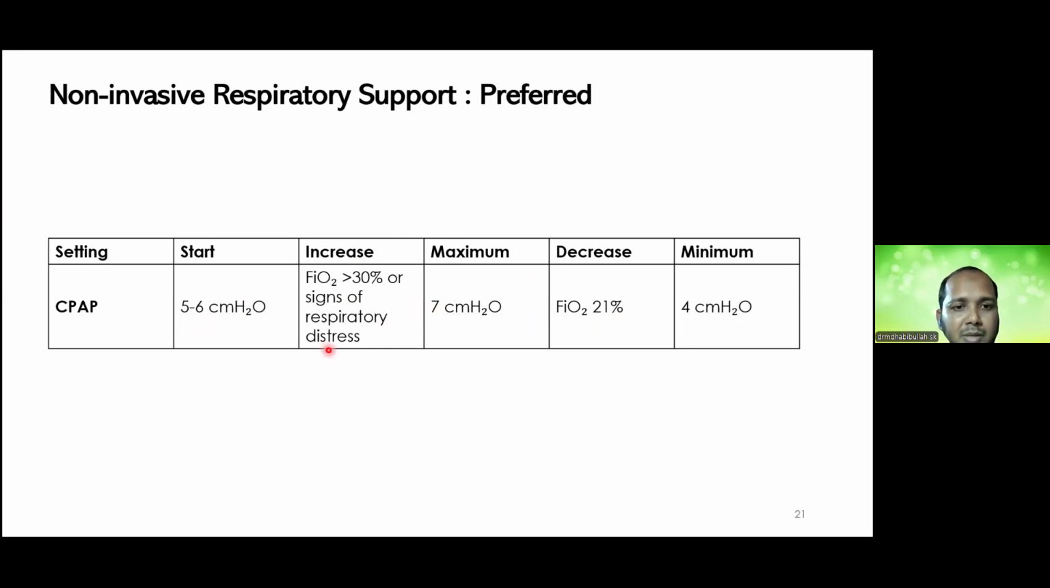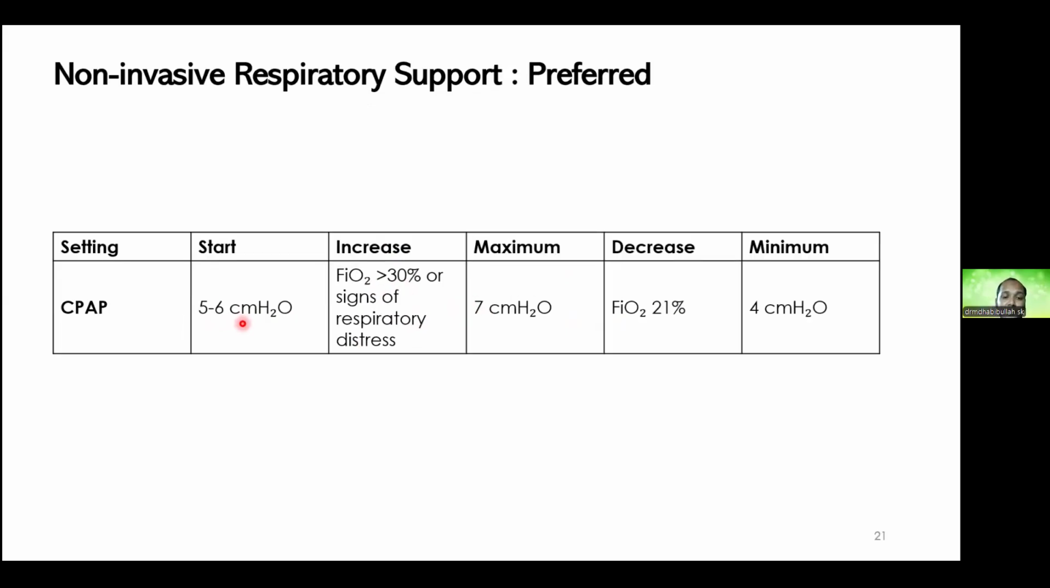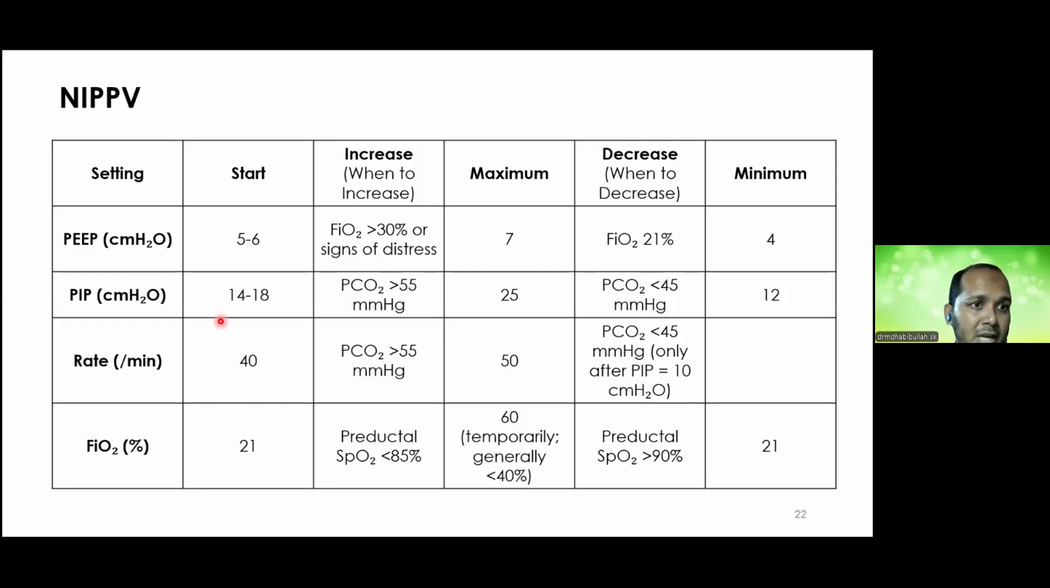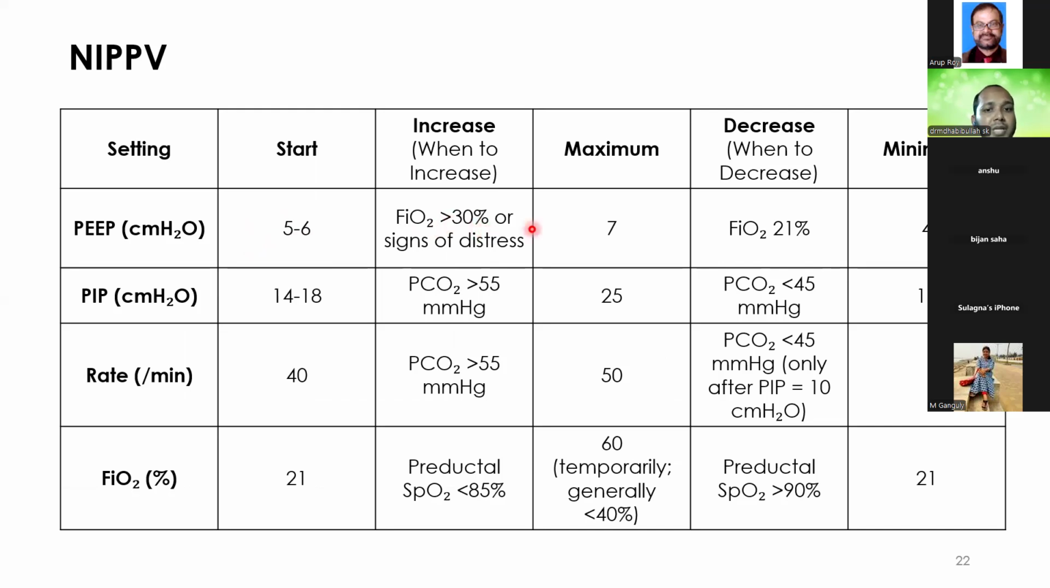If the FiO2 decreases, you can decrease this pressure also. But at the same time, if the baby requires FiO2 of more than 30% with a CPAP pressure of 5 or 6, you have to give surfactant, that is, early rescue surfactant. If you use NIPPV as a primary mode, you should start the PEEP around 5 to 6 centimeters of water. Again, if the FiO2 requirement increases, you have to increase the PEEP also, up to a maximum of 7. Then you have to decrease this PEEP level if the FiO2 requirement comes down.